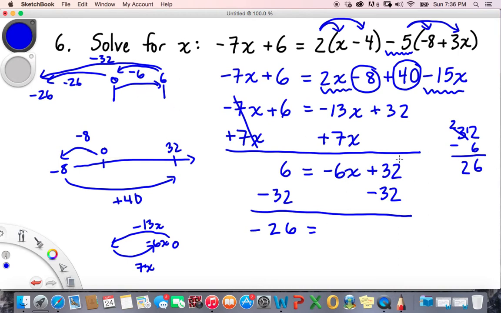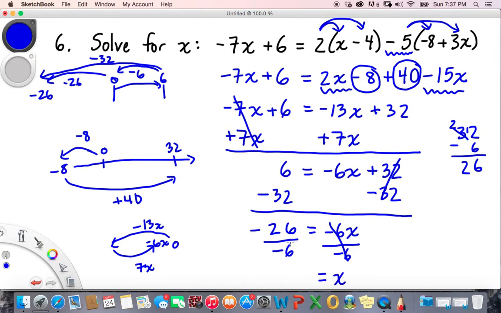All right. So then we did that minus 32 because that cancels that out. So we have negative 26 equals negative 6x. Last step is to divide by negative 6. Can 6 go into 26? I know it's a negative of a negative, so I'm going to get a positive answer, but 6 cannot go into 26, so we need to reduce this fraction any way we can.